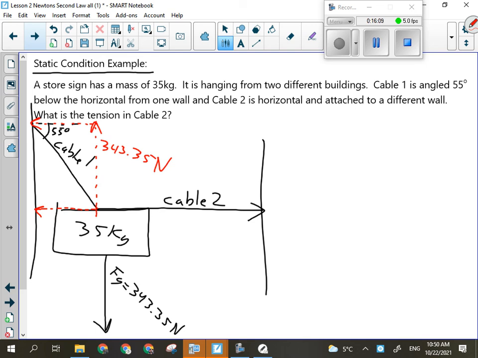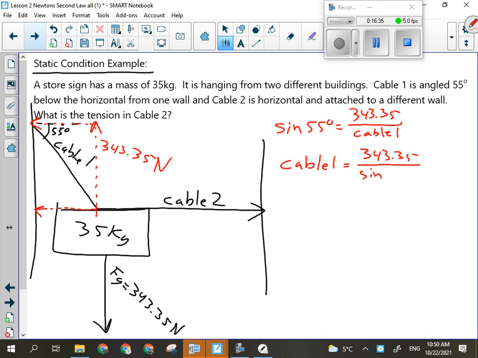Sine, yeah. All right, so I'm going to go the sine of 55 degrees equals the opposite side, which is 343.35, over the tension in cable 1. So I'm looking for the tension in cable 1. I'm just going to cross multiply here. Okay. Cable 1 equals 343.35 divided by the sine of 55 degrees. That's the only calculation other than calculating gravity that I have to do to solve this question.